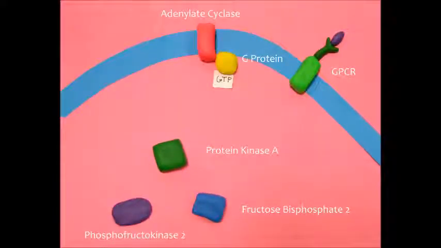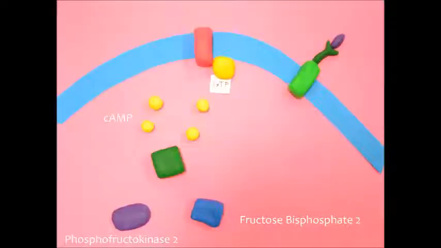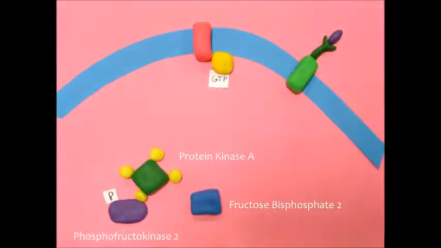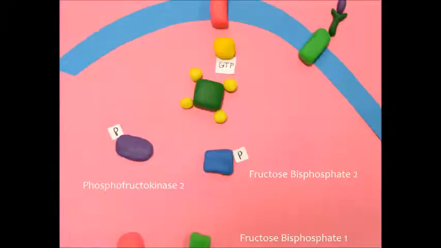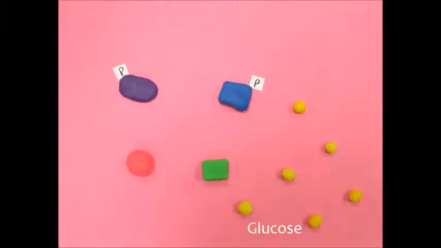The G protein activates adenylate cyclase, which makes cyclic AMPs from ATP, activating protein kinase A. The protein kinase A phosphorylates phosphofructokinase 2 and fructose bisphosphatase 2. This produces low levels of fructose 2,6-bisphosphate, allosterically activating fructose bisphosphatase 1, which promotes gluconeogenesis, and suppressing phosphofructokinase 1, which promotes glycolysis. This leads to an increase in glucose.